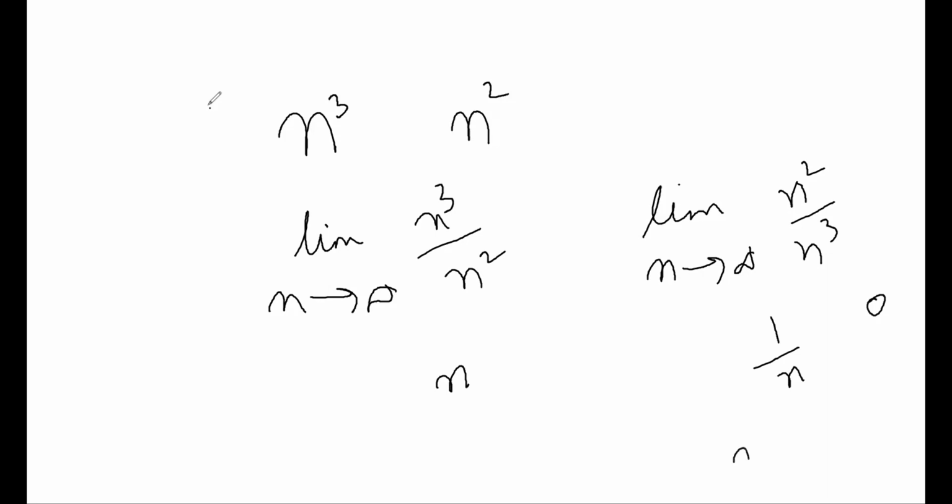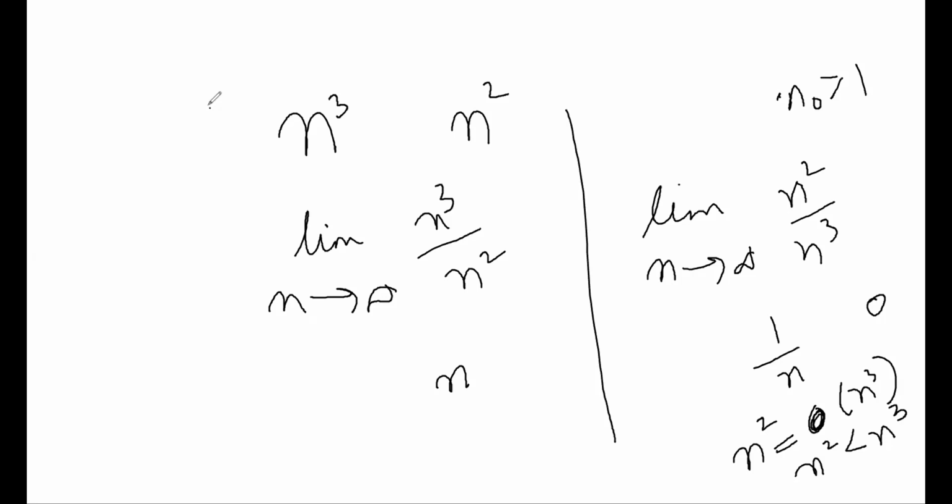So you can say n square is small o of n cube. That means n square is less than n cube. The only place where n square is equal to n cube is when n is equal to 1. So this will be true for n greater than 1. On this side, this itself is infinity.